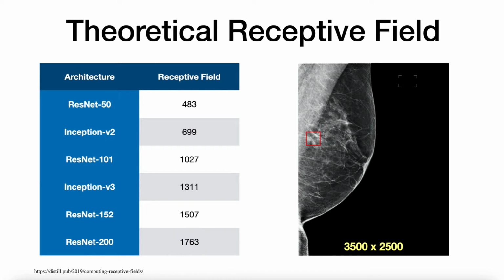Standard CNNs are designed to have a large theoretical receptive field. For instance, ResNet 50 has a receptive field of 483 pixels, which is more than enough for the standard 224 by 224 input resolution. However, this receptive field is not enough for high-resolution medical images. For instance, a mammogram has an input resolution of around 3500 by 2500 pixels. This means if we use an expensive ResNet with 200 layers, we still won't cover the whole input image. Obviously, a different solution is needed.